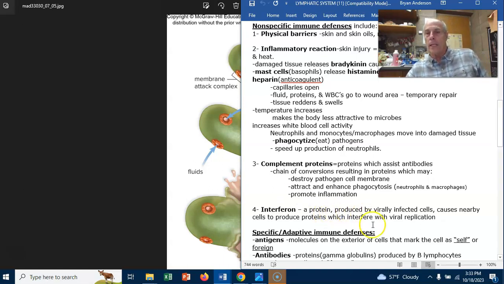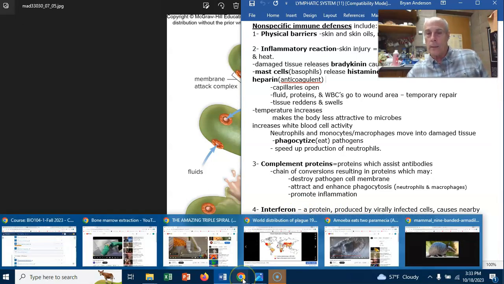It's a protein that's produced by virally infected cells. So if you've got a cell that has a virus infecting it, this is that cell's last-ditch attempt to defeat that virus. Even though it's going to lose the battle, it wants nearby cells to defeat that pathogen. So this protein, produced by a virally infected cell that's dying, causes nearby cells to produce a protein that interferes with viral replication.